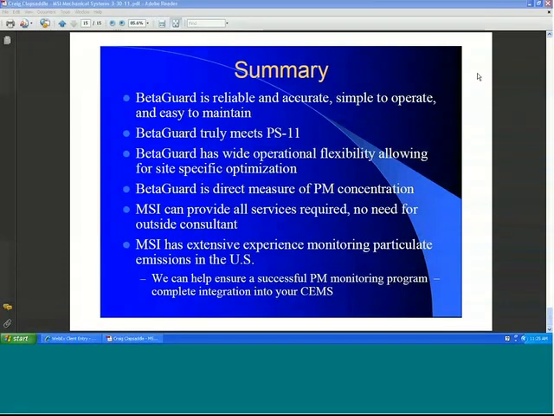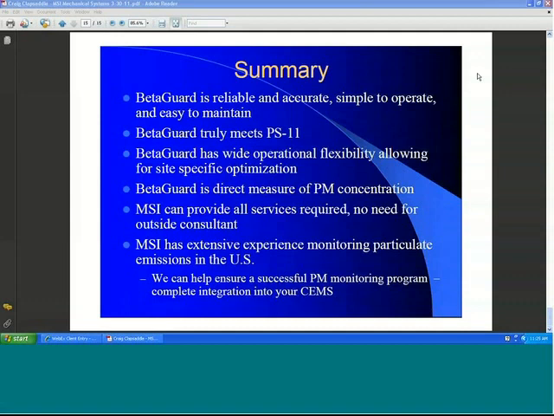MSI can provide all the services that are required. If you would need us to do the testing for the PS11 correlation, we can do that. If you would like us to interface to your CEMS data acquisition system, we can do that. We can modify your QA/QC plan for your CEM system to incorporate the BetaGuard particulate monitor, so there's really no need for outside consultants.